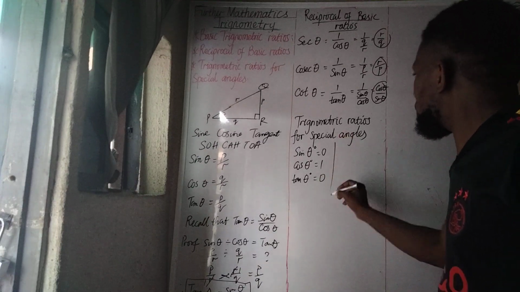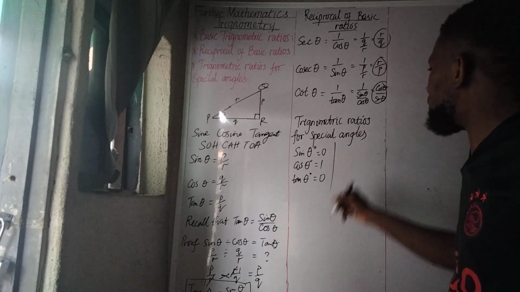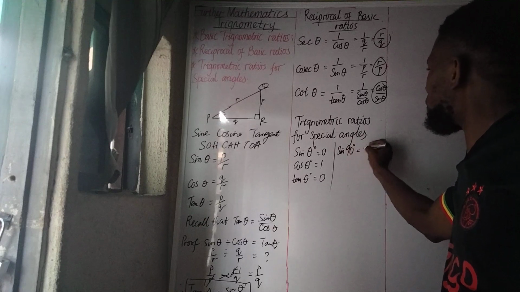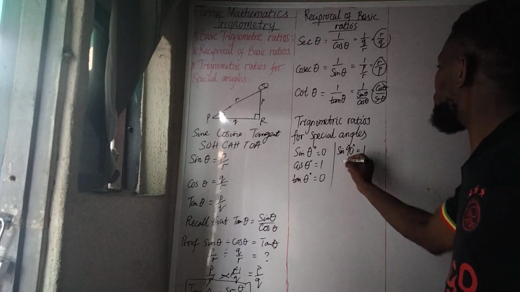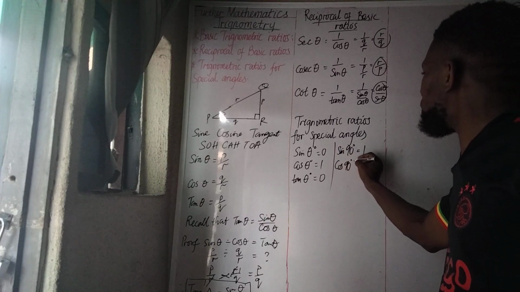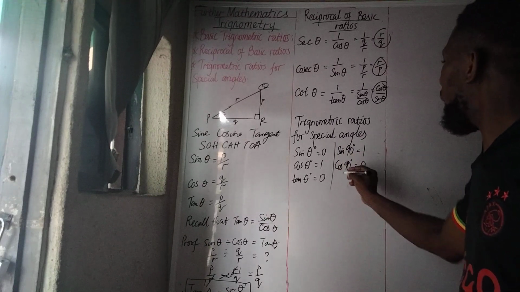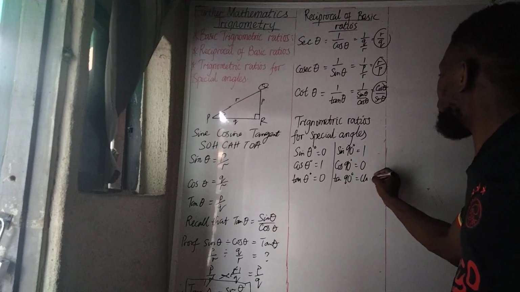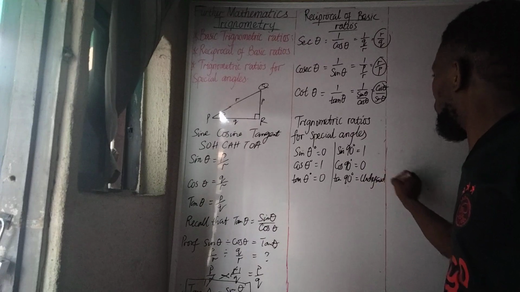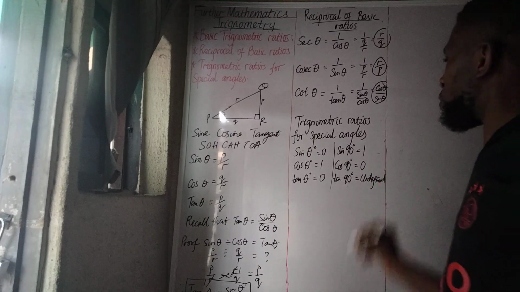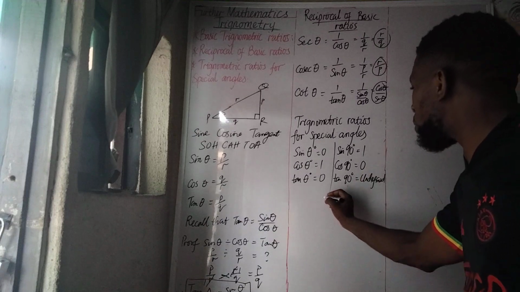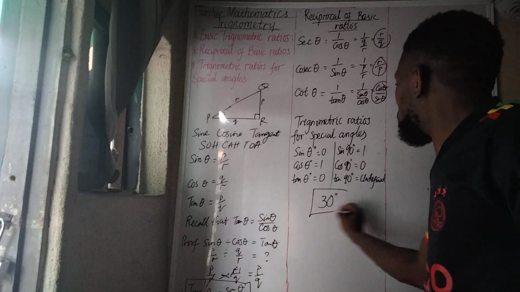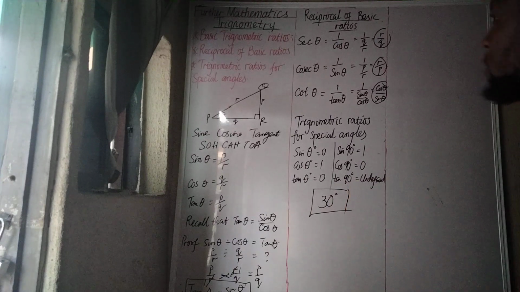On the other hand, we are going to have special angle 90. Sine 90 degrees is equal to 1. Cos 90 degrees is equal to 0. And tan 90 degrees is equal to undefined. Having known these special angles, we start again with another special angle known as 30 degrees.